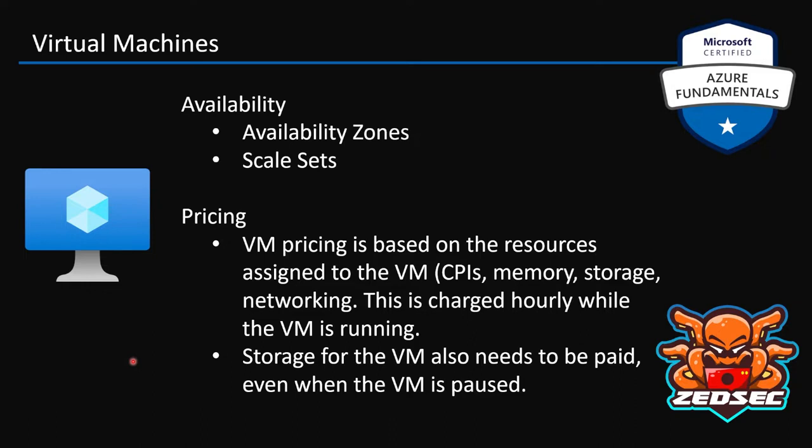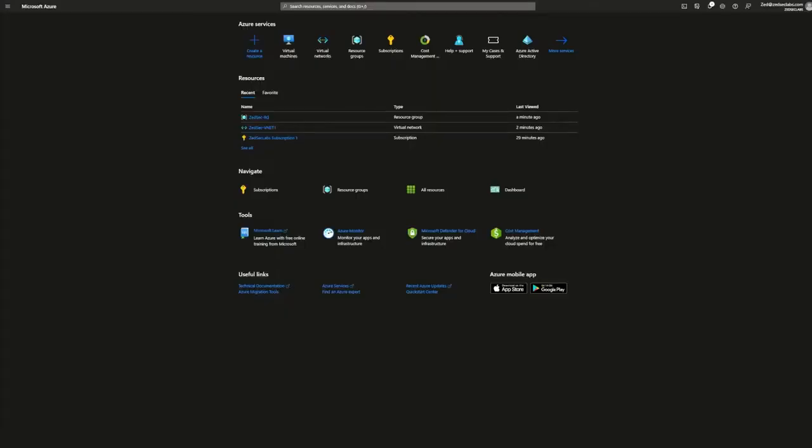VM pricing is based on the resources assigned to it, so CPUs, memory, storage, and networking, and this is charged hourly while the VM is running. Storage in the VM also needs to be paid even when the VM is paused. So although the bulk of your costs might be the resources running the VM, even when you stop the VM, you're still going to be paying for storage on it. That's just something you need to bear in mind.